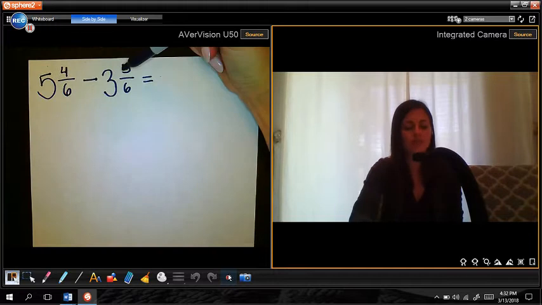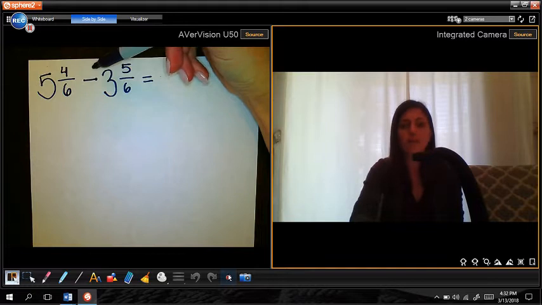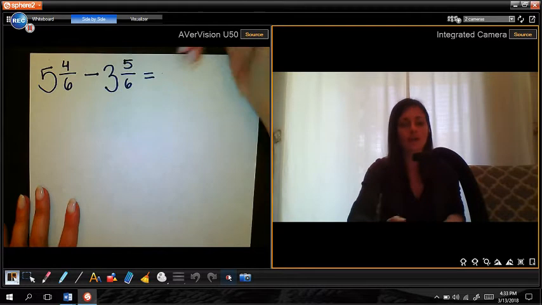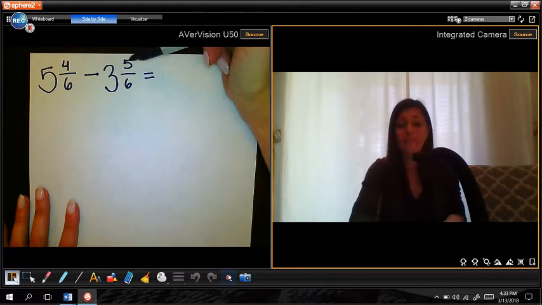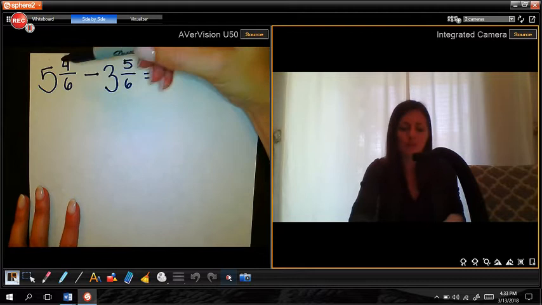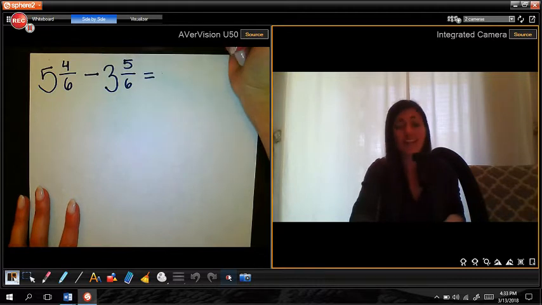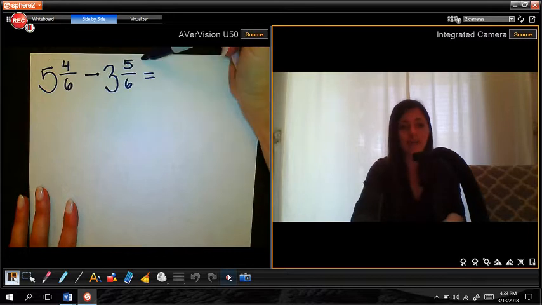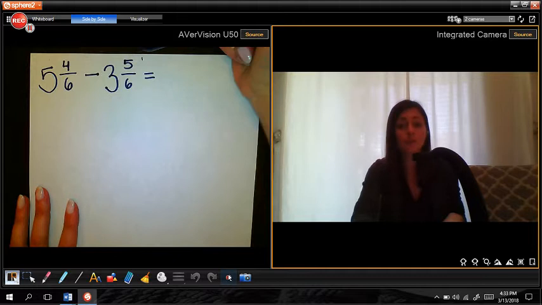If I see a subtraction sign in my problem, that tells me the first thing I want to do, I'll say it again, is look at my numerators. So my numerators are 4 and 5. If I tried to subtract 4 minus 5, that's going to give me some pretty big headaches. So since I see that my first number is smaller than my second number, I am going to regroup in improper form before I subtract.